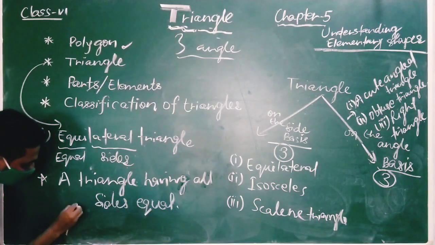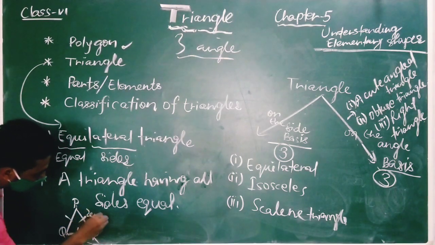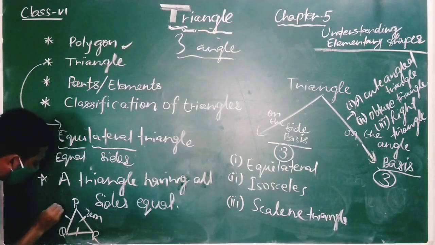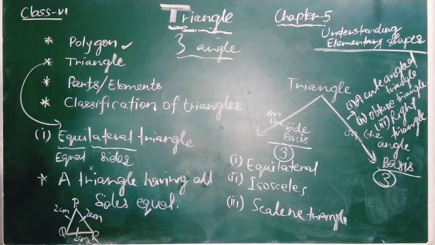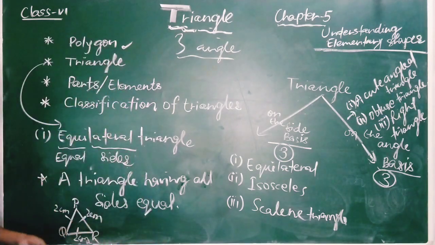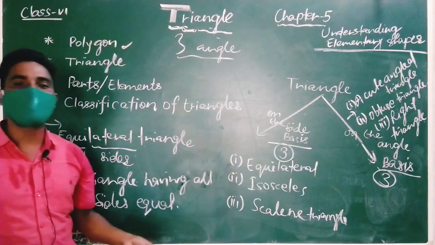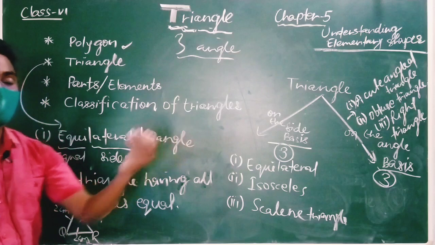See the picture, all sides are equal. P, Q, R. Suppose this is 2 centimeter, this will also be 2 centimeter, and this will also be 2 centimeter. Sir, is it fixed, always 2 centimeter? No, it is not like that. I have drawn it and taken 2 centimeter. Maybe each side will be 3 centimeter, maybe 4 centimeter, 5 centimeter, like that.